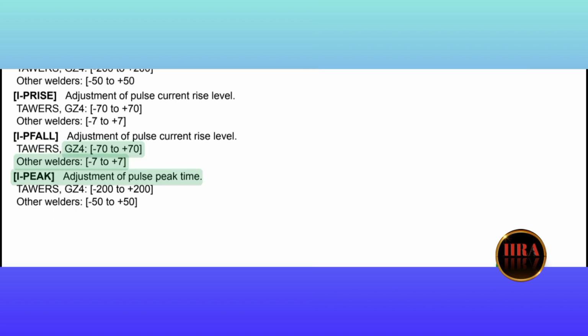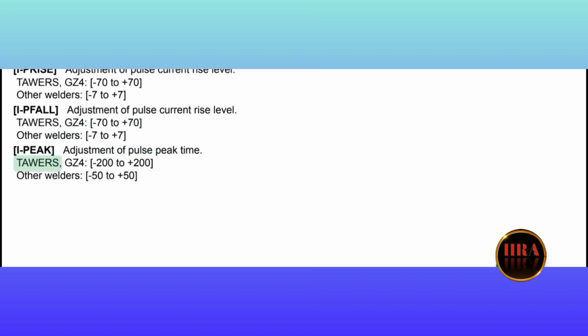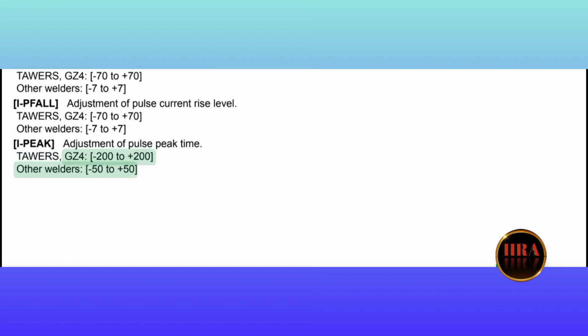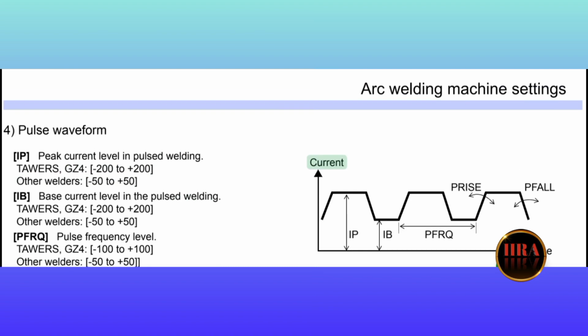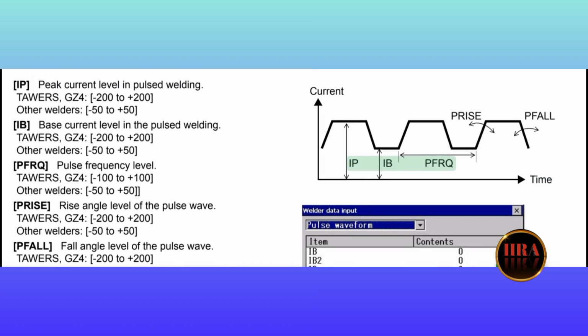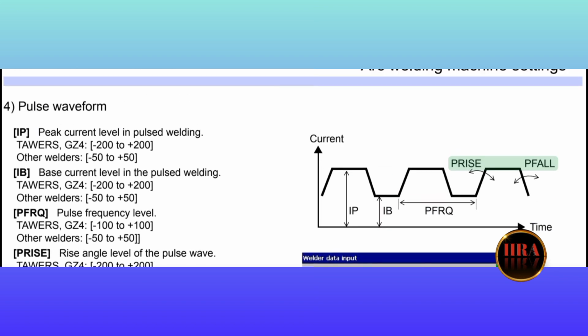TAWERS, GZ4, -70 to +70, other welders, -7 to +7. IPEAK: adjustment of pulse peak time. TAWERS, GZ4, -200 to +200, other welders, -50 to +50. Current, time, IP, PFRQ, PRISE, PFALL. Arc welding machine settings, 204.